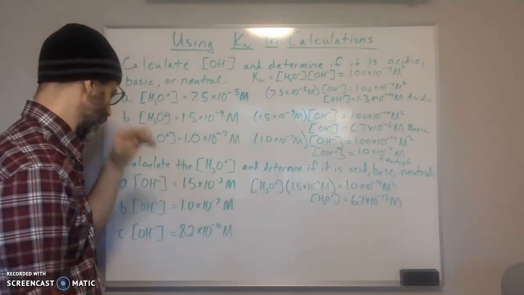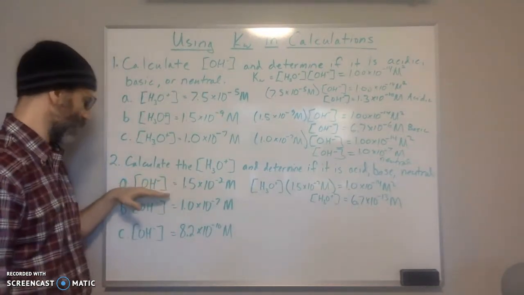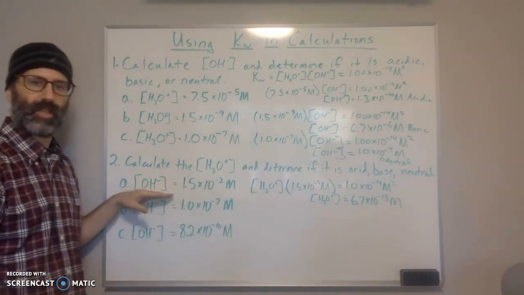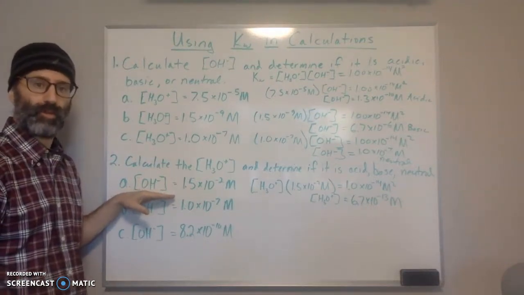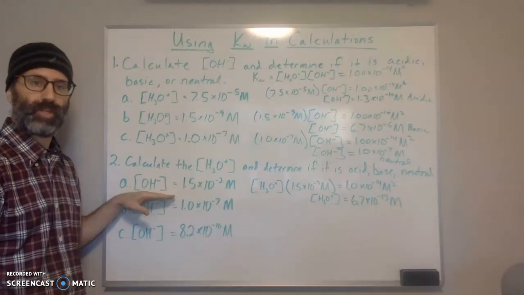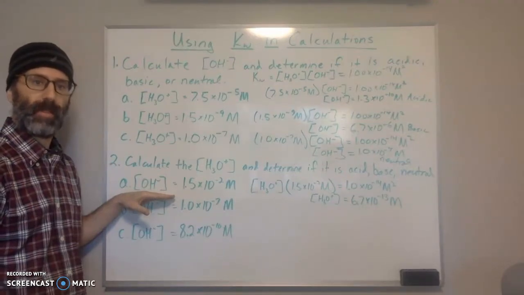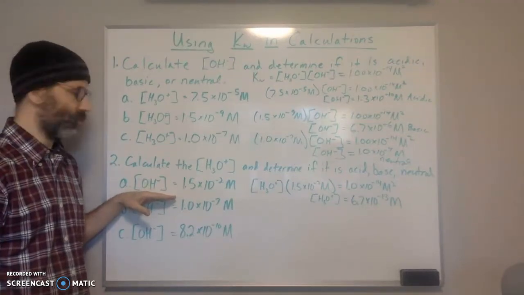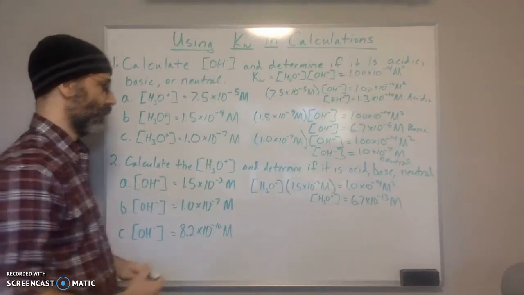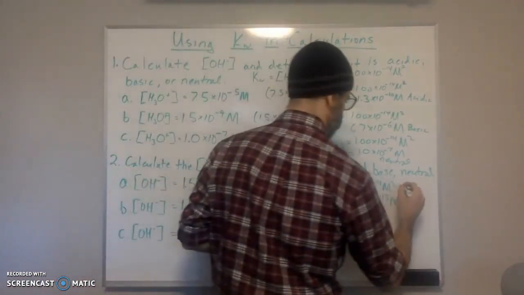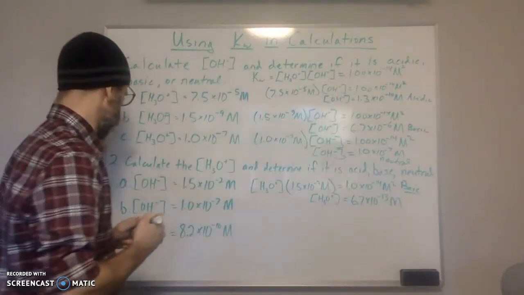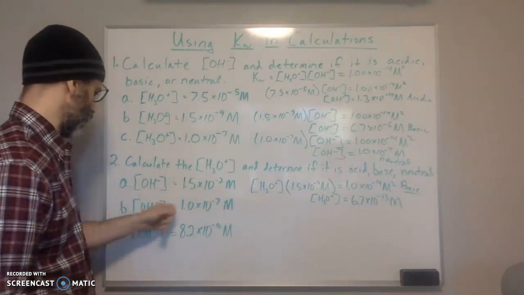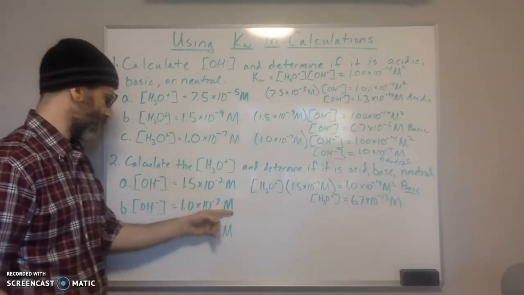And we can see here that our OH- concentration is much higher than we would want for a neutral solution, which is 1.0 times 10 to the negative 7. So again, this would be a very basic solution. So this is basic. Okay, what about OH- concentration of 1.0 times 10 to the negative 7?